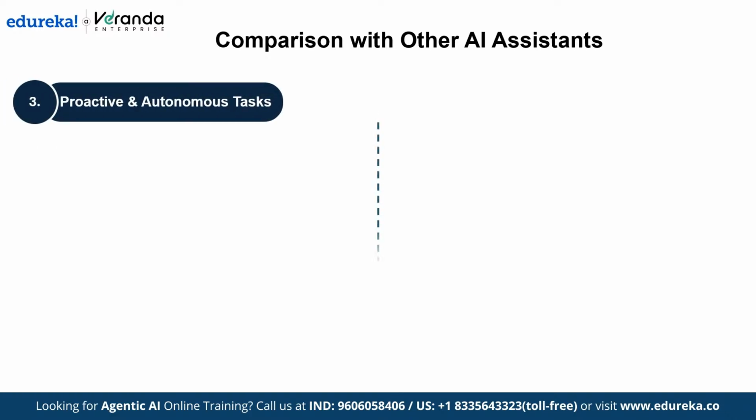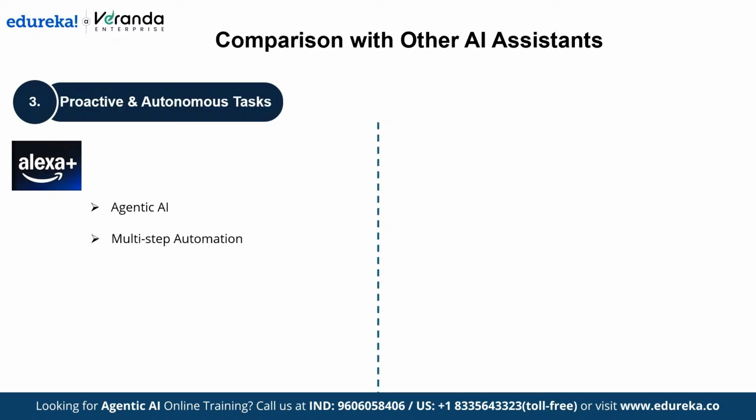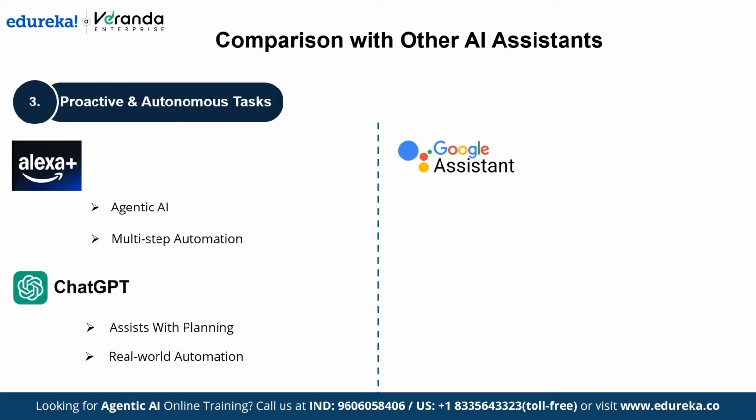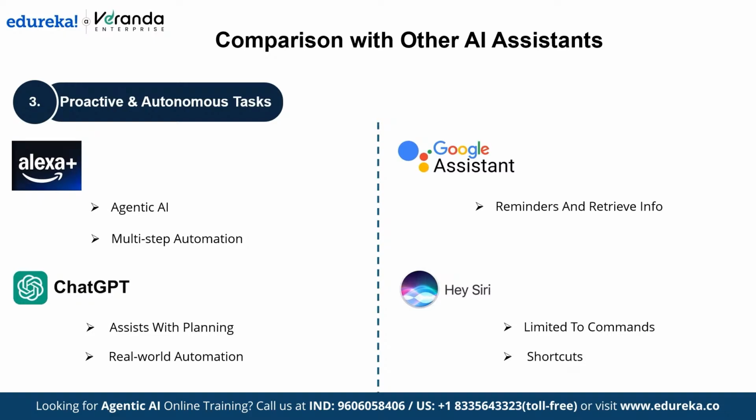Next is proactive and autonomous task execution. Can it handle tasks on its own? Let's see. Alexa Plus uses agentic AI for multi-step automation, for example, booking, ordering, and reminders. ChatGPT voice assists with planning but can't perform real-world automation. Google Assistant can set reminders and retrieve information but lacks deep automation, whereas Apple Siri, limited to commands, relies on shortcuts for basic automation. So here Alexa Plus is the most proactive, handling tasks automatically.